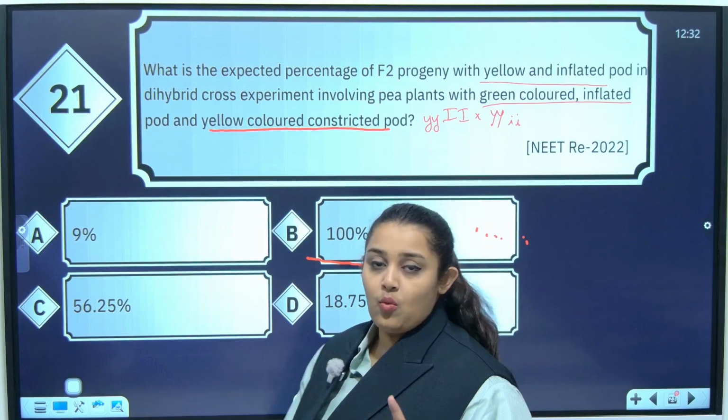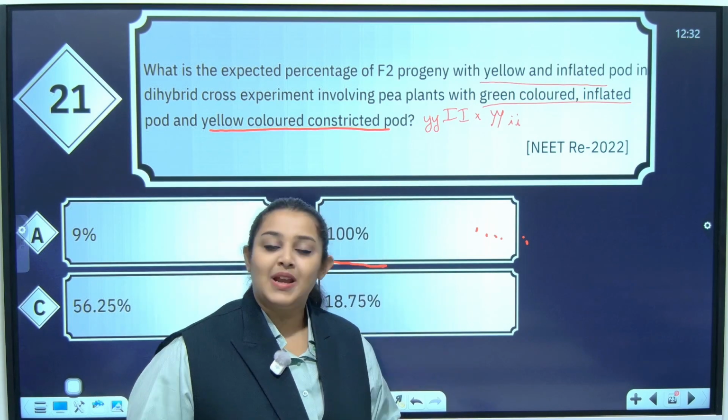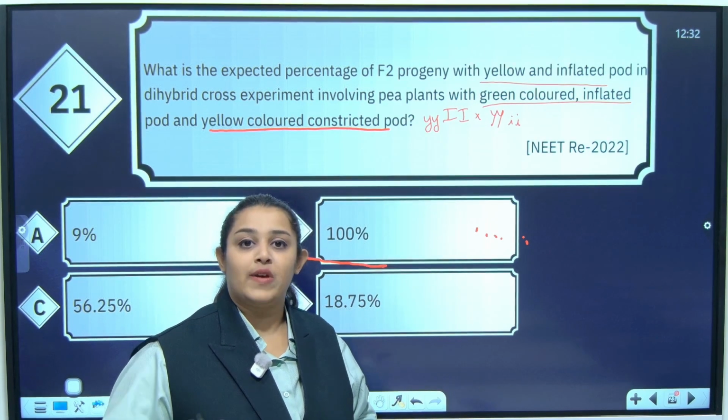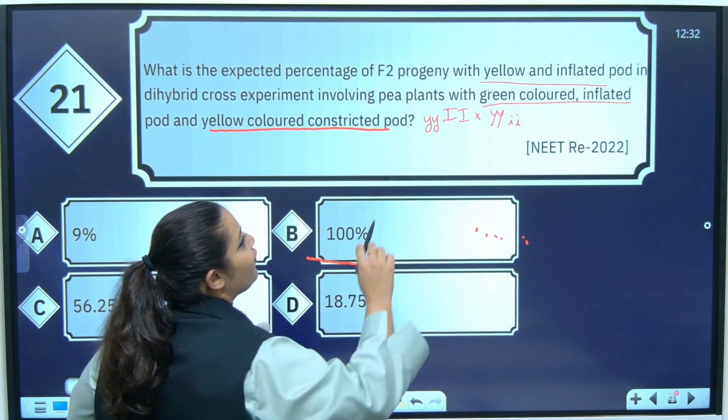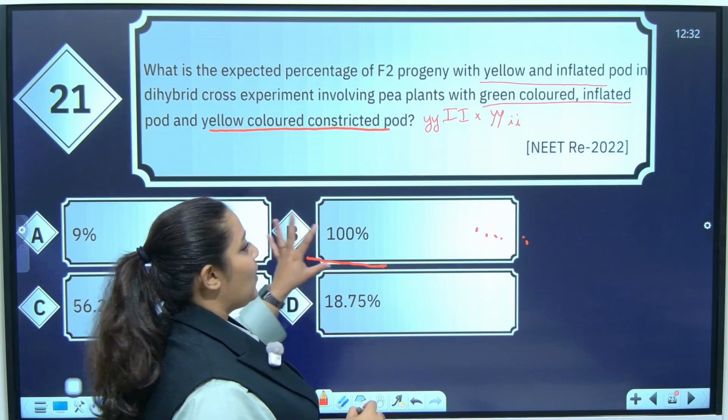Now what I want you to do is, we will not make the Punnett square because we don't have time to waste. We know this, that they have asked for the percentage of F2 progeny and they're going to ask like this.